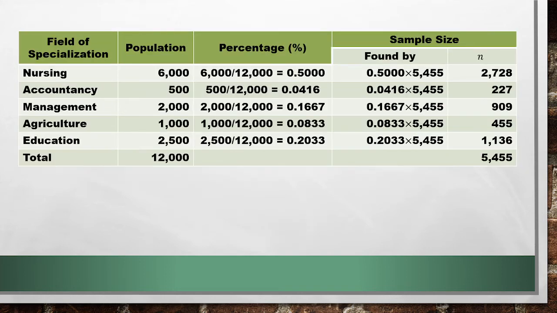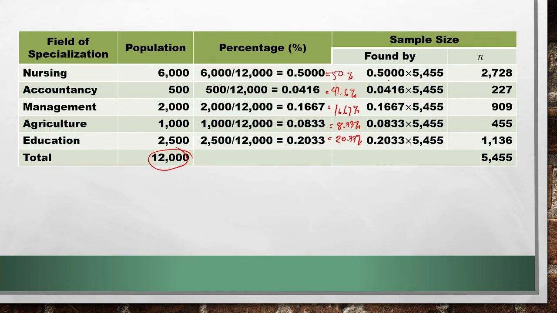For example, ganito yung mangyayari dun. We just need to compute for the percentage. So, paano ginawa yun? So, total. Okay? Consider nyo yung total. So, we have here 6,000 population for nursing divided by 12,000. So, that will be 0.5. Okay? Hindi dapat percentage ito. Relative frequency dapat yan. But anyway, we have here 50% kung ico-convert natin. So, that will be 50. This will be 41.6. This will be by percent yan ha. And this will be 16.67%. This will be 8.33%. And we have here 20.33%. So, yan yung distribution ng bawat strata.